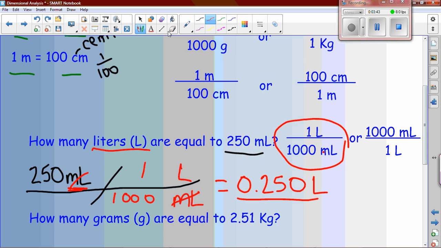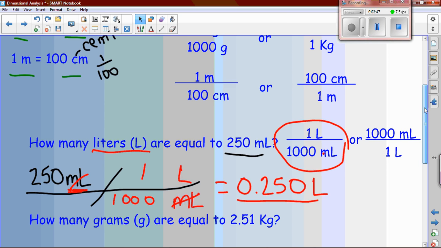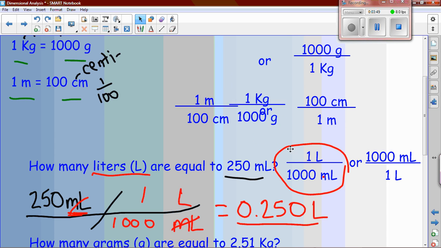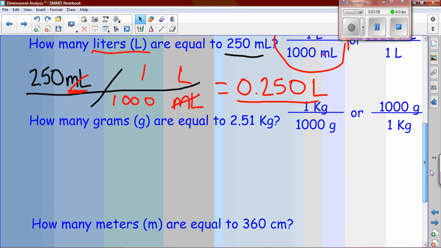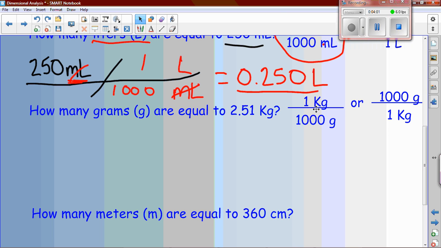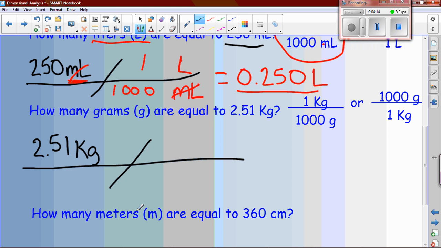Okay. Before we go on to the next one, since I know it has to do with grams and kilograms, I'm going to go ahead and bring down those proportions. All right. And so again, we're going to start off with what we know. Okay. We've got 2.51 kilograms. Let's make our railroad tracks.